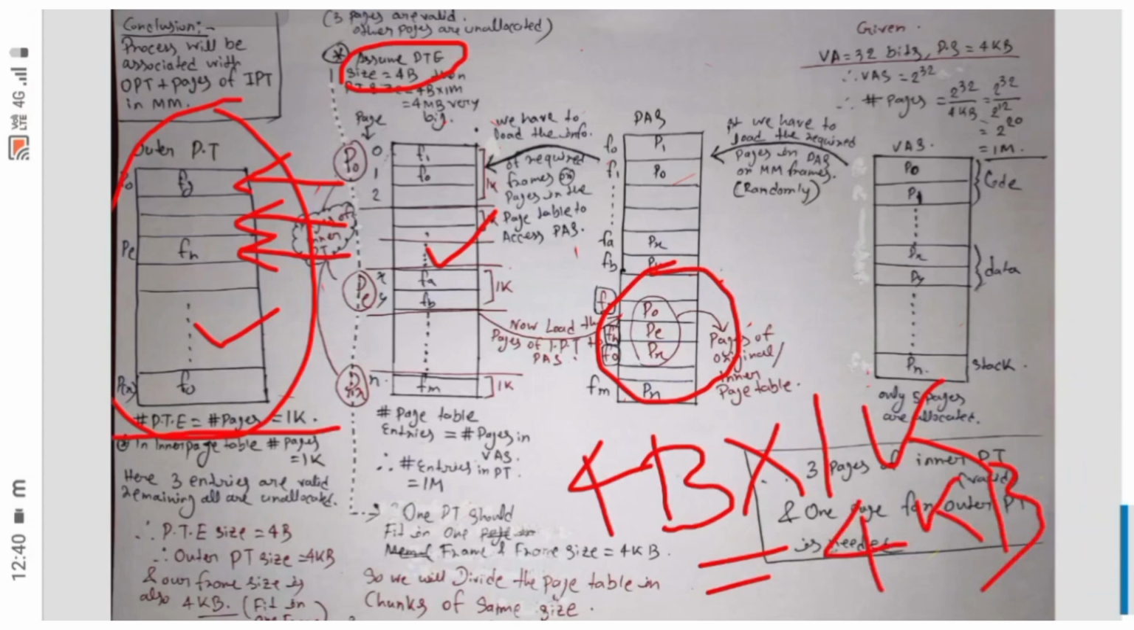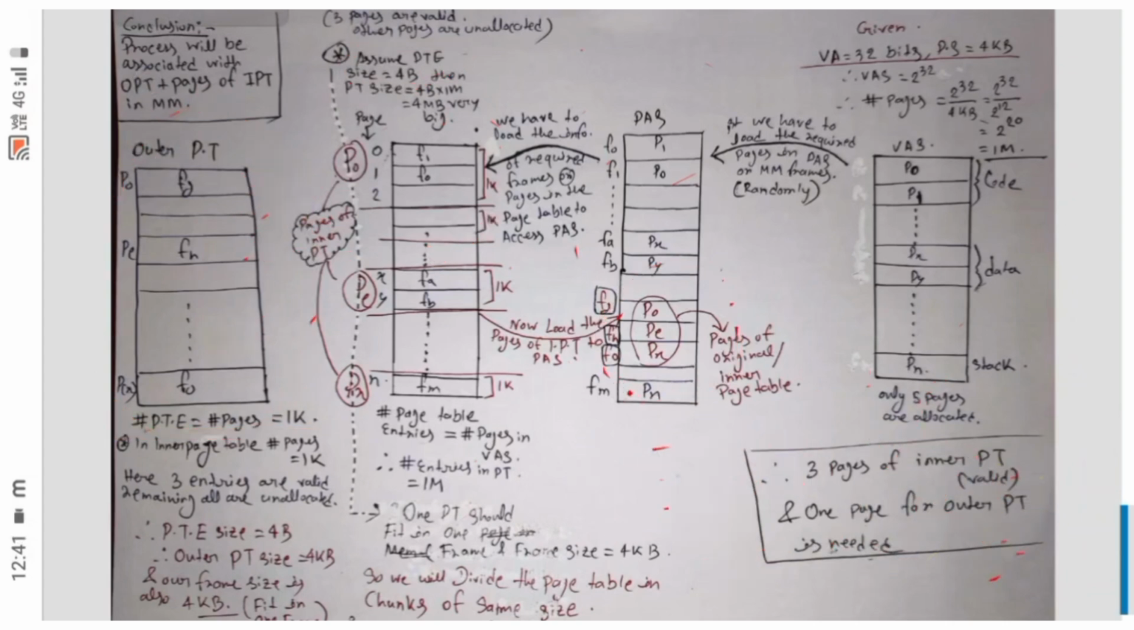Now the outer page table size is 4 KB, and in the question it is given that the page size is also 4 KB. So one outer page table can easily fit in one frame, because the frame size is always equal to the page size. In this way we can decrease the size of the page table. It is one of the purposes of multi-level paging.